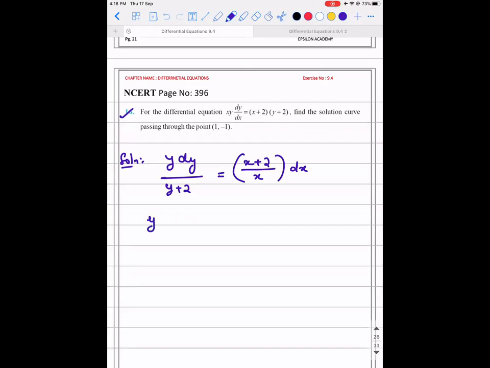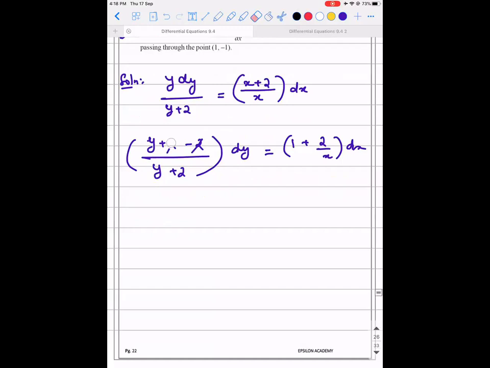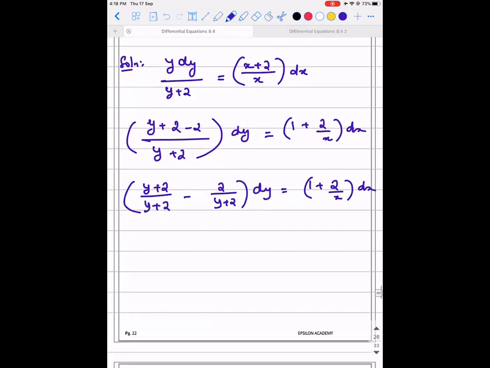So how you can solve this is, when the numerator and denominator are of the same power, make the numerator exactly the same as the denominator. So I'm adding a 2 and subtracting a 2. So y plus 2 minus 2 times dy will be equal to 1 plus 2 by x times dx. So it will be y plus 2 by y plus 2 minus 2 divided by y plus 2 times dy is equal to 1 plus 2 by x times dx.